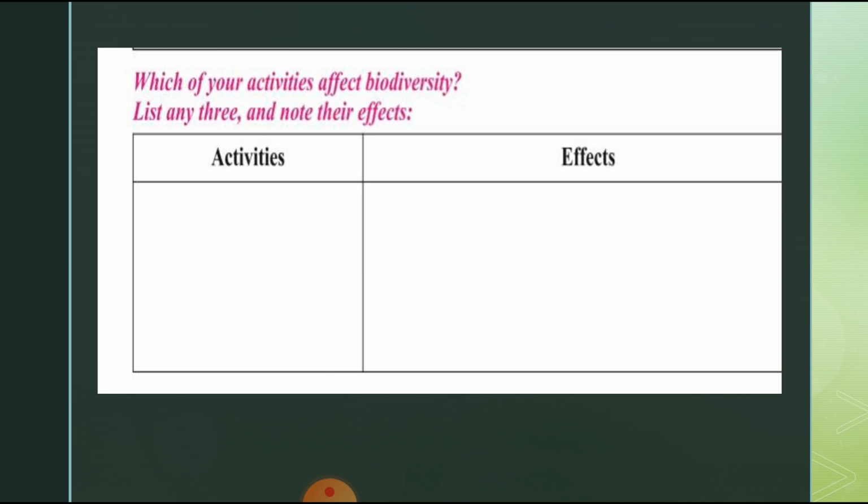Now we have to discuss which of your activities affect biodiversity. List any three and note their effects. See which are the activities of ours that affect biodiversity and what is the effect of it. Let us discuss any three.